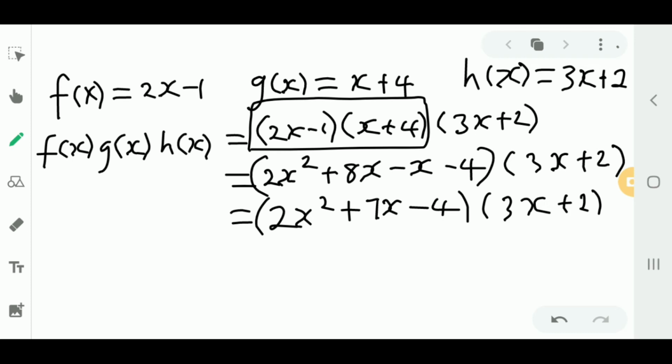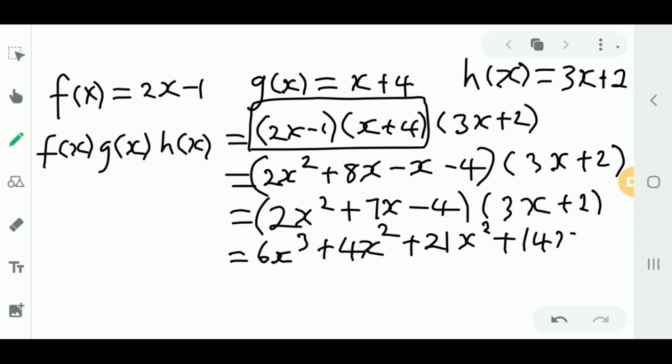multiply that by 3x plus 2. So 2x squared times 3x, that's 6x cubed. 2x squared times 2, that's 4x squared. 7x times 3x, that's plus 21x squared. 7x times 2, that's plus 14x. Minus 4 times 3x, that's minus 12x. Minus 4 times 2, that's minus 8.